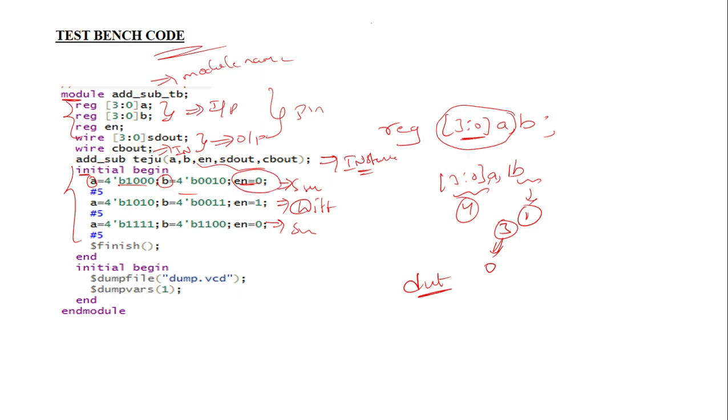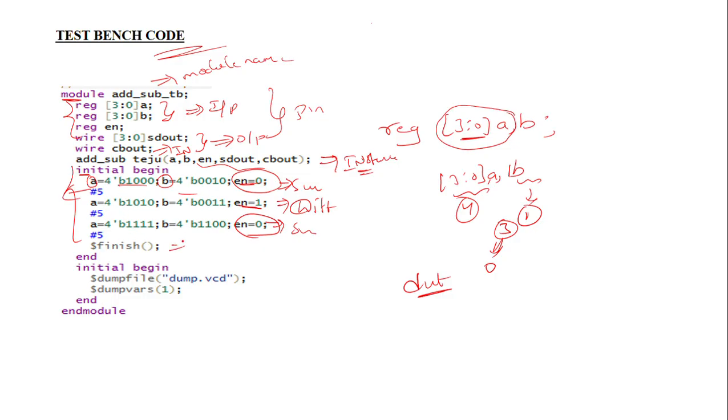If the enable pin is 0, it is going to operate as an addition operation, like a full 4-bit adder circuit. If the enable pin is 1, it acts like a 4-bit subtractor circuit. If the enable pin is equal to 0, it acts like a 4-bit adder circuit again, like that. So give some delay between the different input combinations.